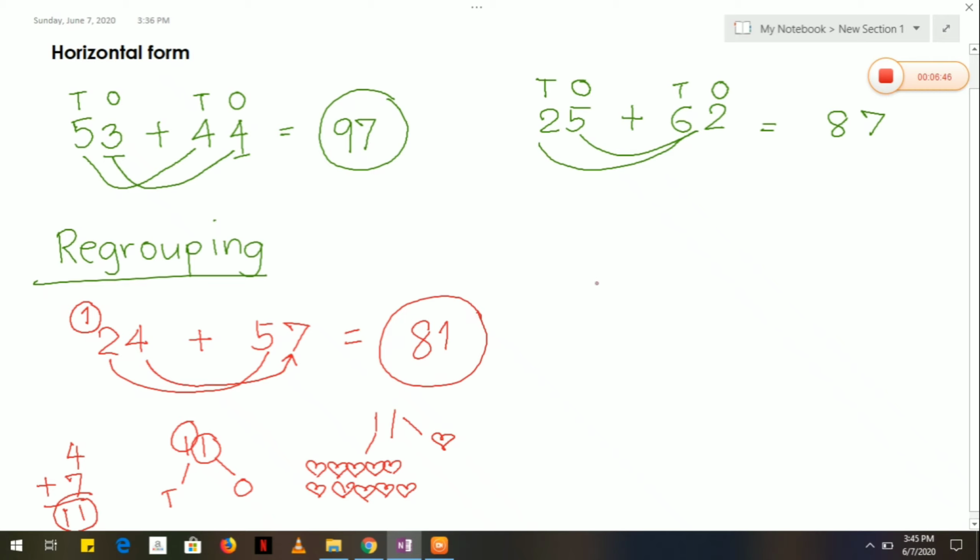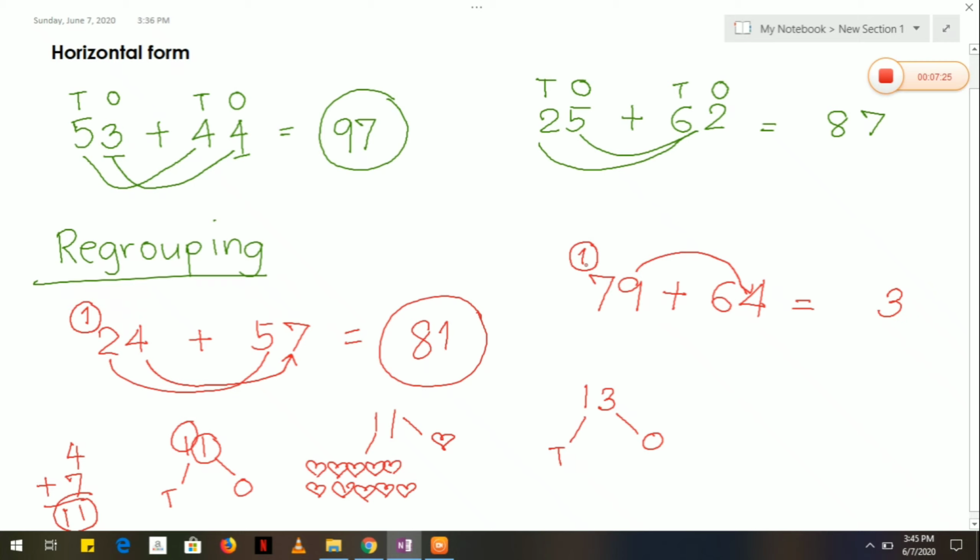Well, let's try another one. So we have here 79. Oh my gosh, it's too big. Plus 64. So add again, 9 plus 4 is equal to 13. 3 in ones, 1 in tens. So write 3 here and write 1 in the carry over. That is regrouping. You need to separate the ones place from the tens place.